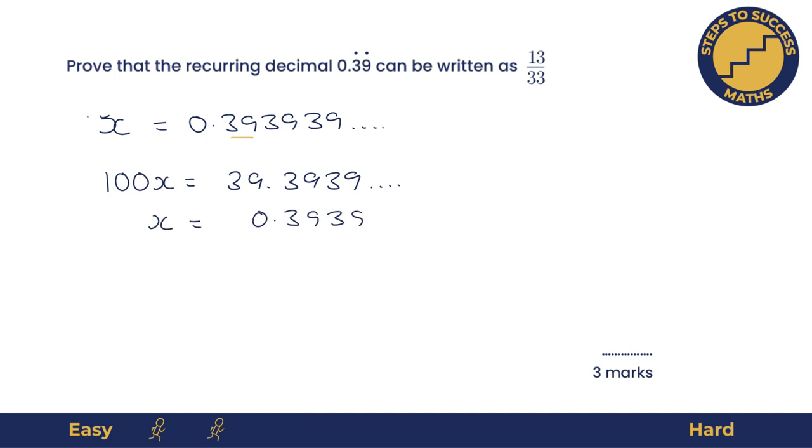So if we do 100x and then we take away x, you can see that all these numbers after the decimal point disappear. We've got 99x is equal to 39. So x is 39/99. And then if we simplify that by finding a number that goes into 39 and 99, which is 3, we'll get 13/33. Which is what we were trying to show.